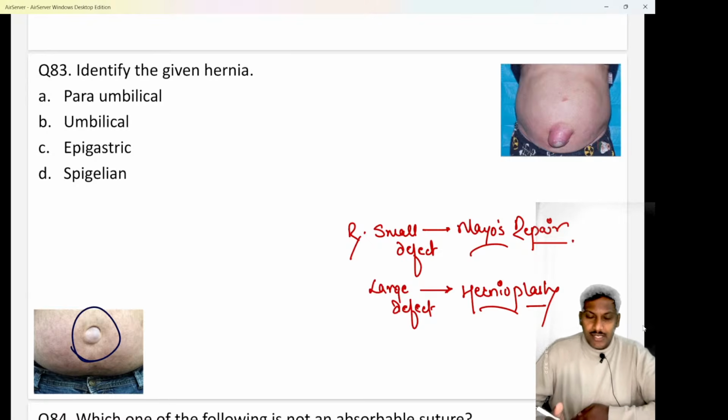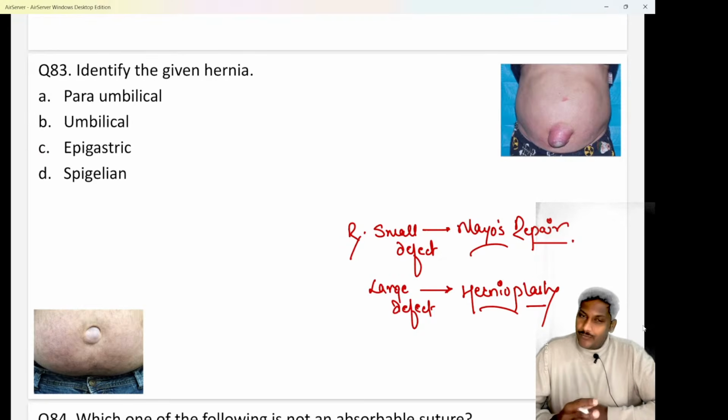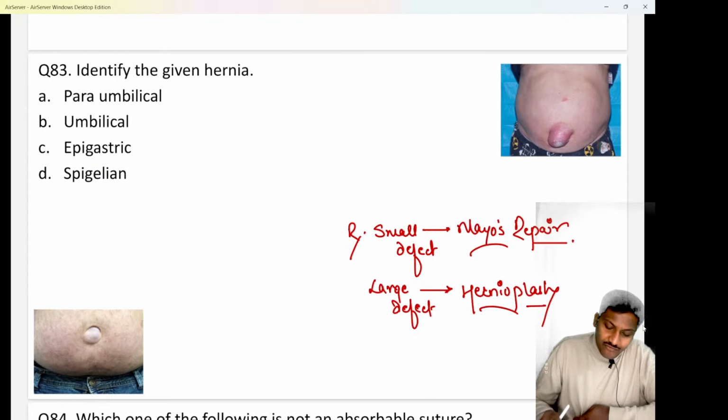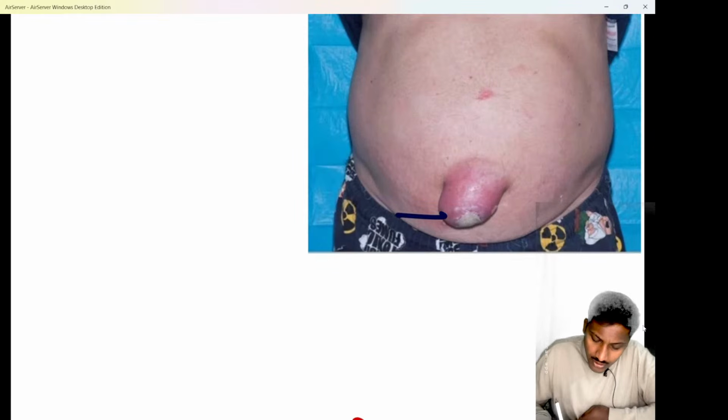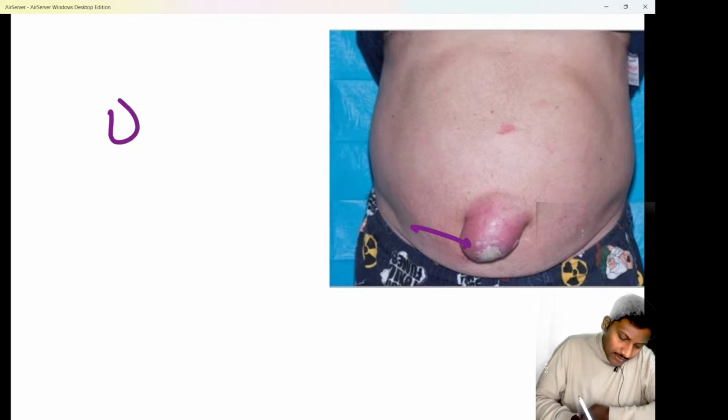Because in the European Hernia Society classification, there is no term paraumbilical hernia. Every hernia in this region will be umbilical according to that classification. But clinically, we can classify them as umbilical and paraumbilical. So if you have to identify, you can see here there is a herniation from the umbilicus of the patient, and here you can find that the umbilicus is everted. The umbilicus has come out.